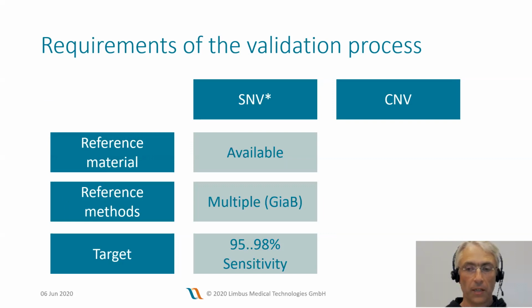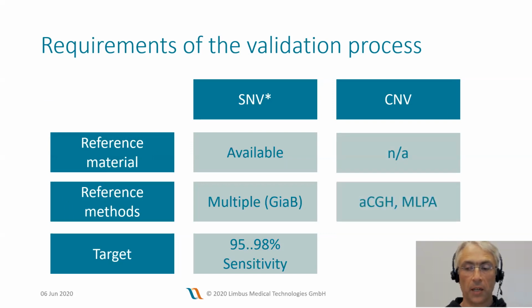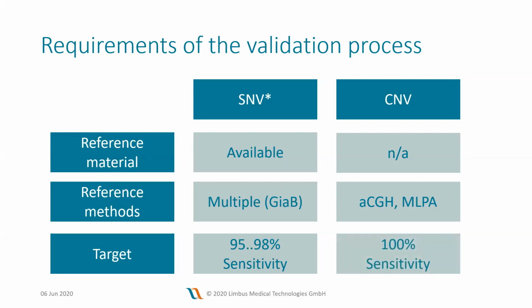For the CNV validation, unfortunately, no established or suitable reference materials exist. This means that we have to rely on real clinical samples in which variants have been confirmed using methods like aCGH or MLPA. Since we will be comparing to a single reference method, and since our goal is to replace this reference method in clinical routine with exome sequencing, we must achieve 100% sensitivity, or be at least close to that.